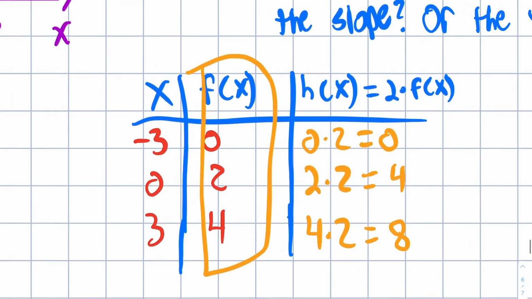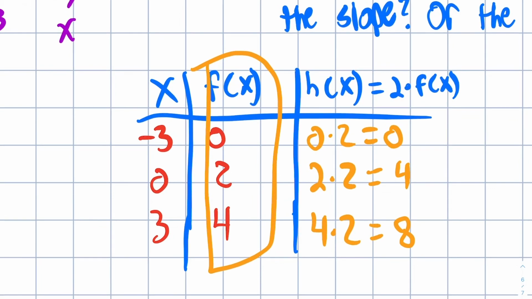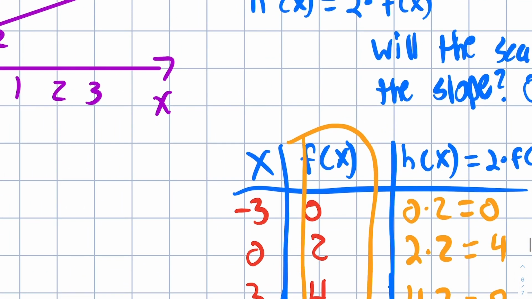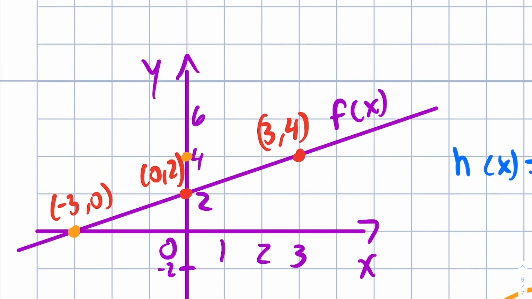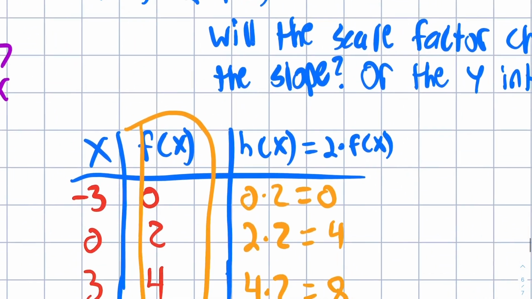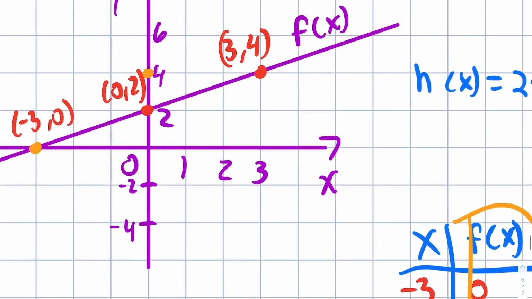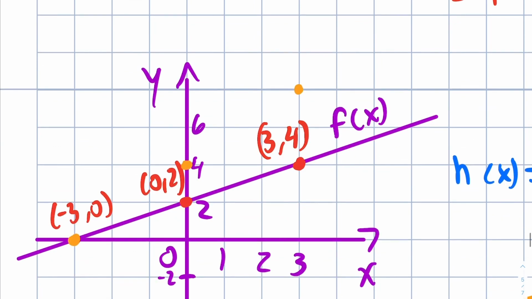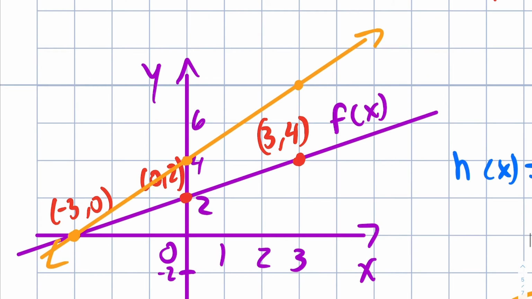And what was our x? Our x was negative 3, 0, and 3. Negative 3 is still at 0. 0 is with 4. Okay, so it looks like we're just doubling right there, but let's see what happens here. 3 is with 8. Let's connect these with a line. And there we go.